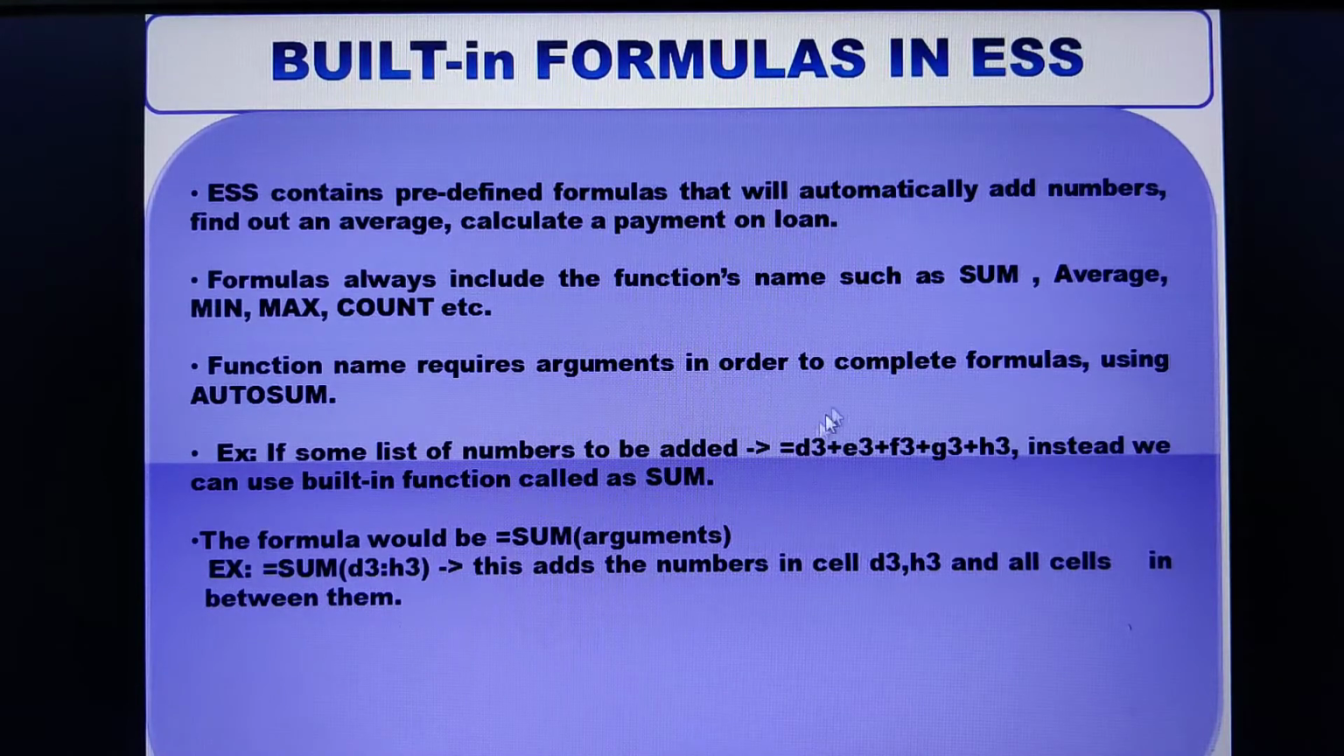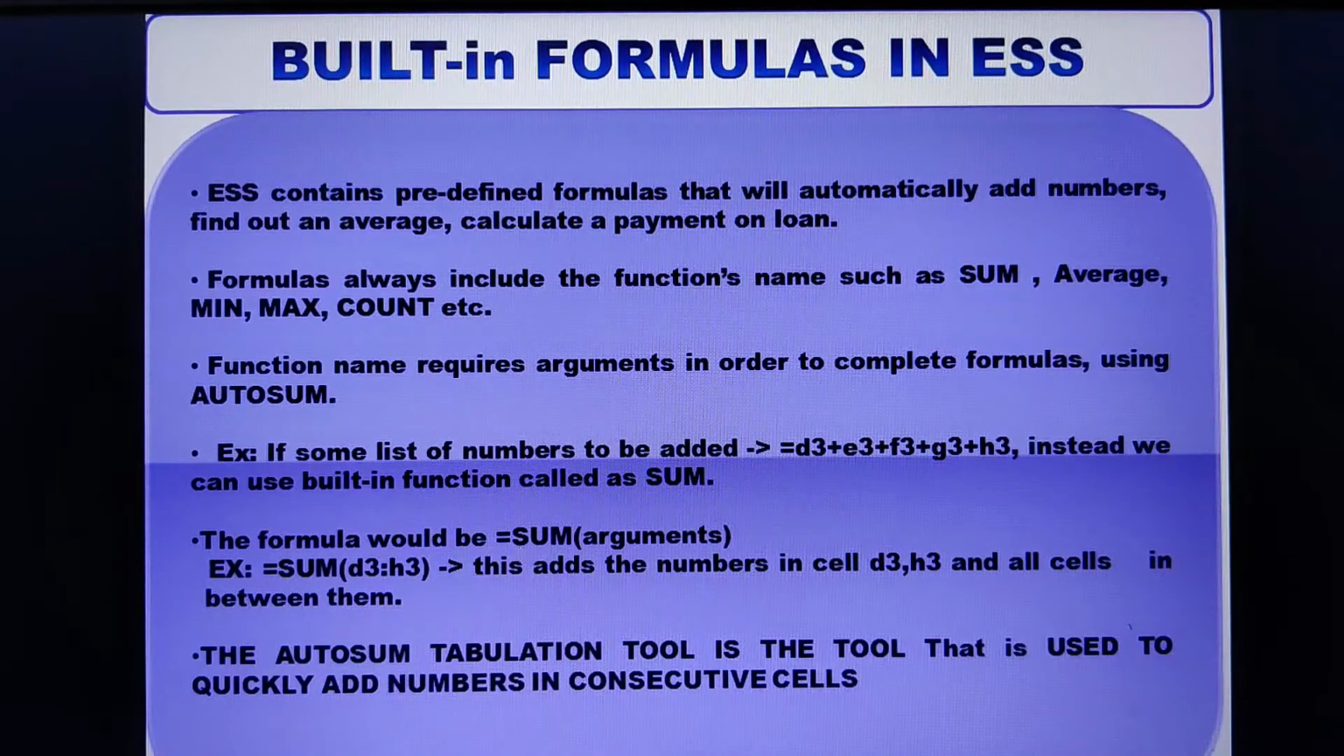So from D3 to colon H3, when you write this way, it will select all the values between the range D3 to H3. So herein I have given this, adds the numbers in the cells present in the D3 to H3 and the values between them. So it will perform the sum.